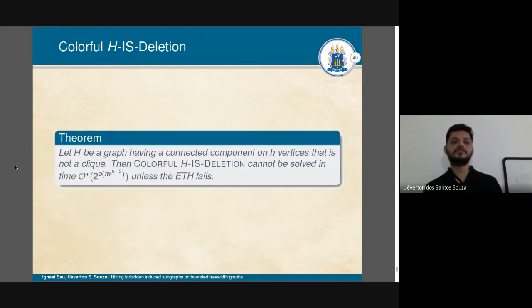We also consider the colorful version of the problem, and we show that for connected components of H vertices that are not cliques, we also cannot do better than 2 to the treewidth to h minus 2.